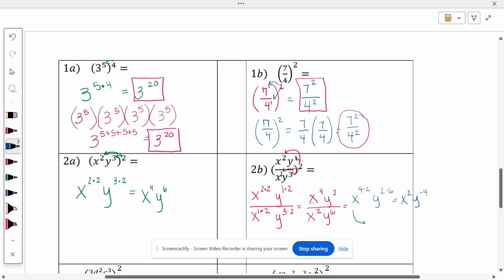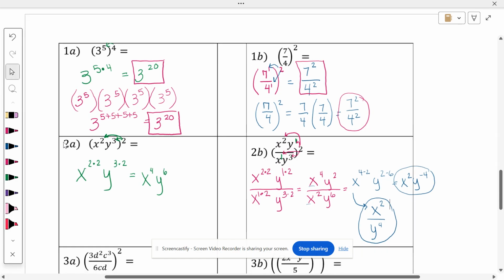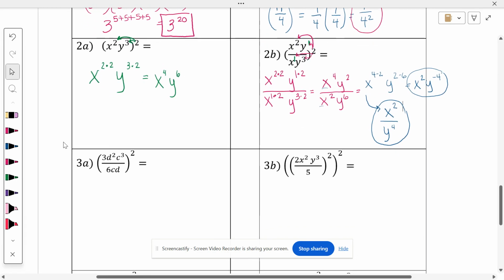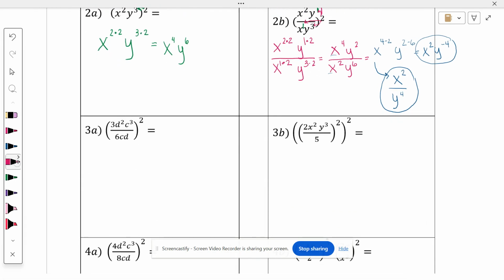I don't know if you realized from the homework assignment that you did yesterday, we actually take negative exponents and drop them down and make them positive. So this is really x squared over y to the 4th. Your lesson on negative exponents is really tomorrow, so I would accept either answer until your lesson for tomorrow.